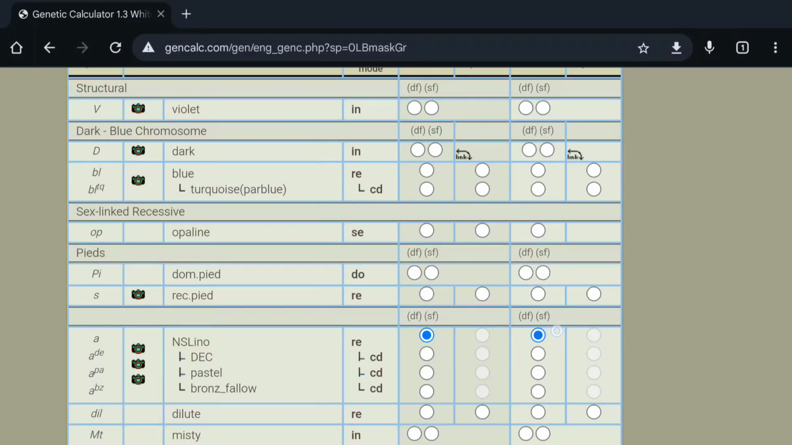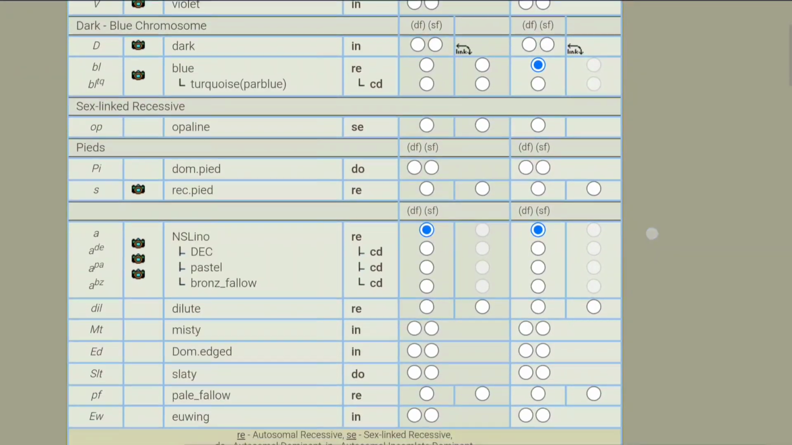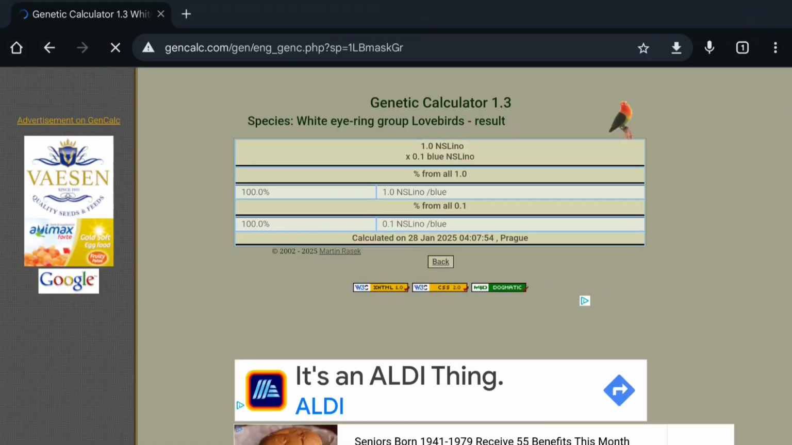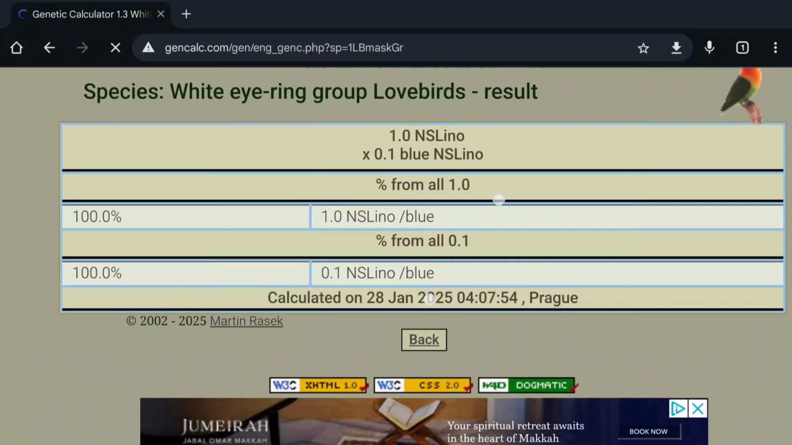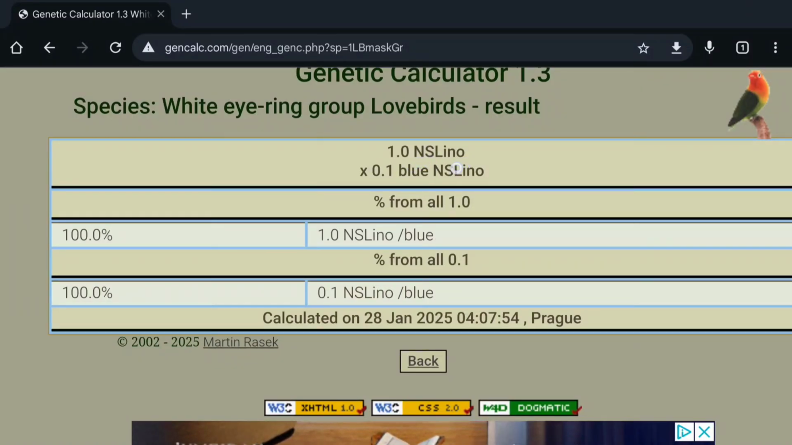So we know that albino is a blue bird, so when you are selecting the albino bird, you are supposed to select blue as well, and apart from that you need to select NSL ino. And for this crossing we are taking Lutino Fisher as the male and the albino female. So let's generate again. This is interesting. When you have a Lutino Fisher male and an albino female, the results are this. You will be getting all male and female babies which are visually Lutino, but they will be carrying the blue genes.